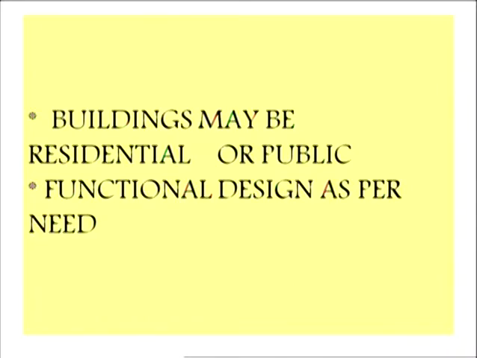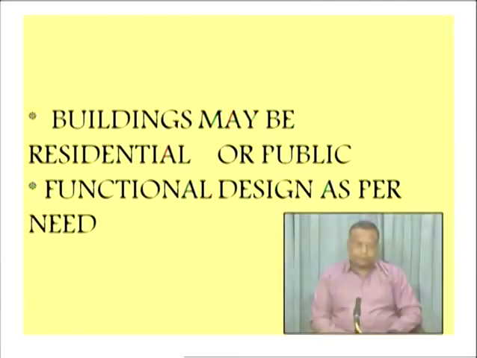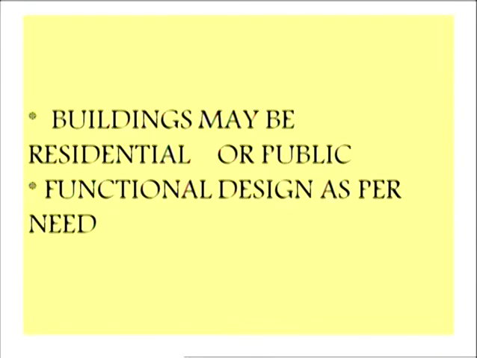The main classification of the buildings is a residential or public building. Residential buildings are the row houses, the apartments, bungalows, villas. Public buildings are the schools, colleges, libraries, banks, offices, and marketplaces. This all comes under the category of the public building.